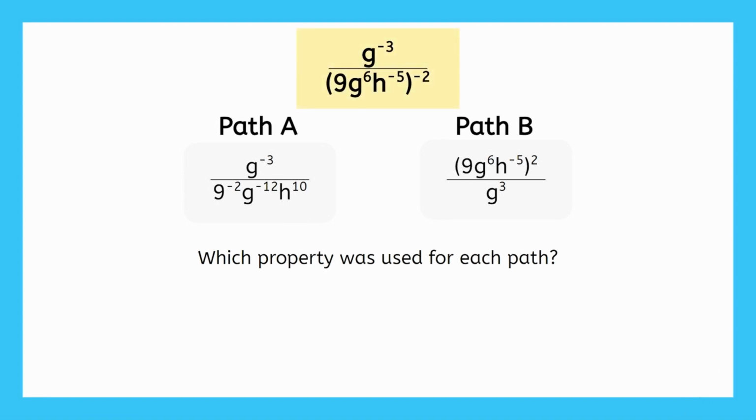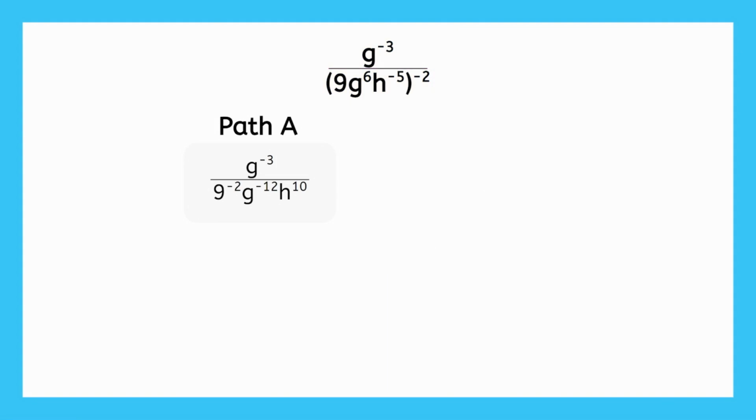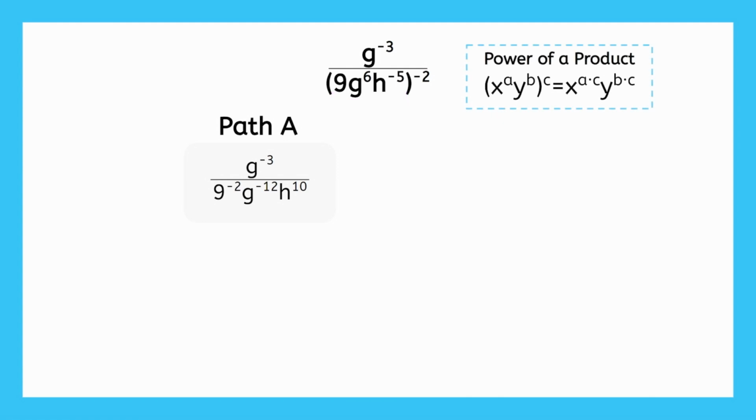In the original expression, I noticed that the variable in the numerator has a negative exponent. And in the denominator, there's a chunk of the expression within parentheses raised to the power of -2. Starting with path A, I noticed the parentheses and outer exponent in the denominator are no longer there. Which property do you think was used? Well, there was a product inside the parentheses, so maybe the power of a product property? How can we check to be sure?